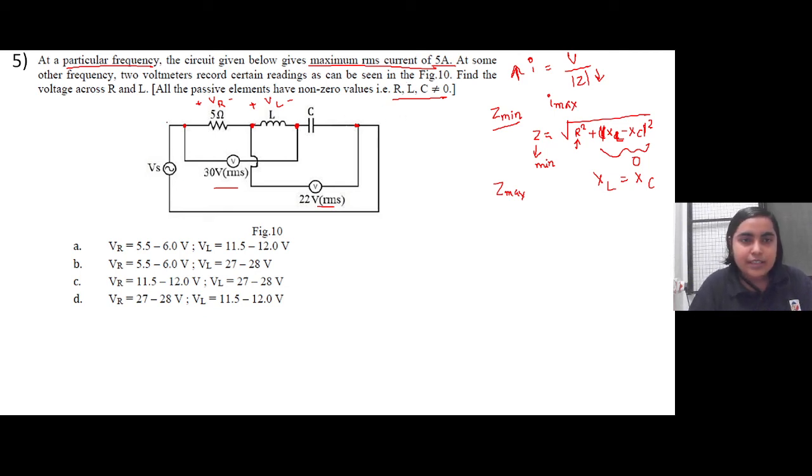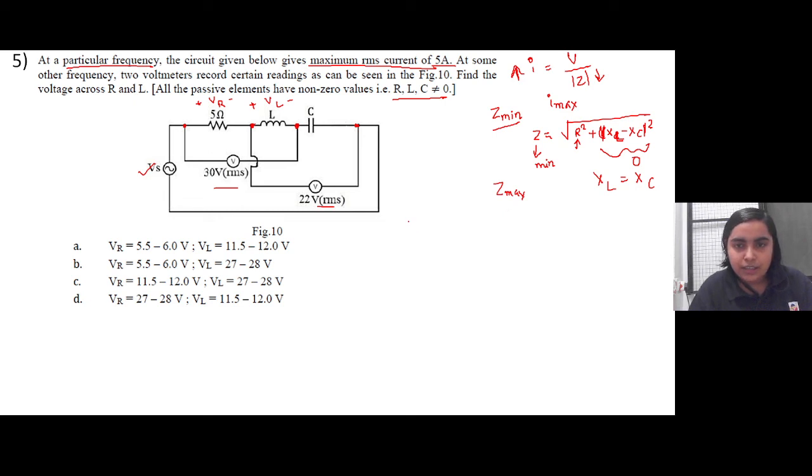So forget the voltmeters that are connected here. This is a series circuit, right? There is a resistance, an inductance and capacitance all connected in series with a voltage supply. So the total voltage Vs will be equal to the voltage across this resistance, the inductance and the capacitance, right?